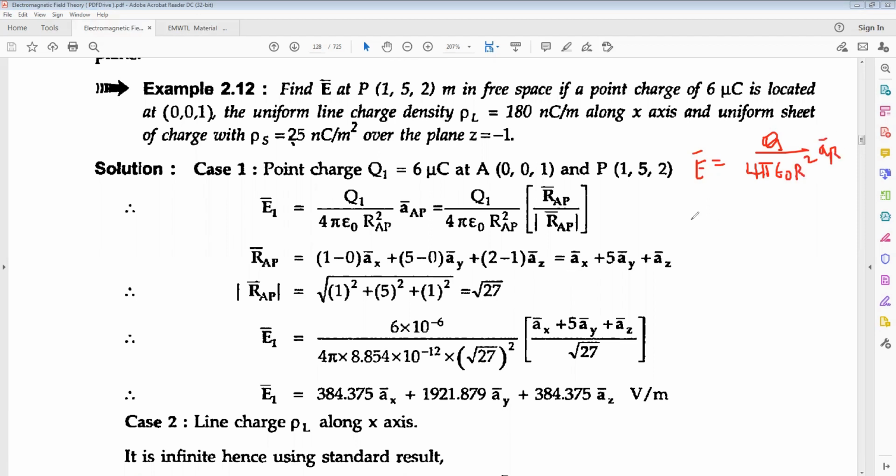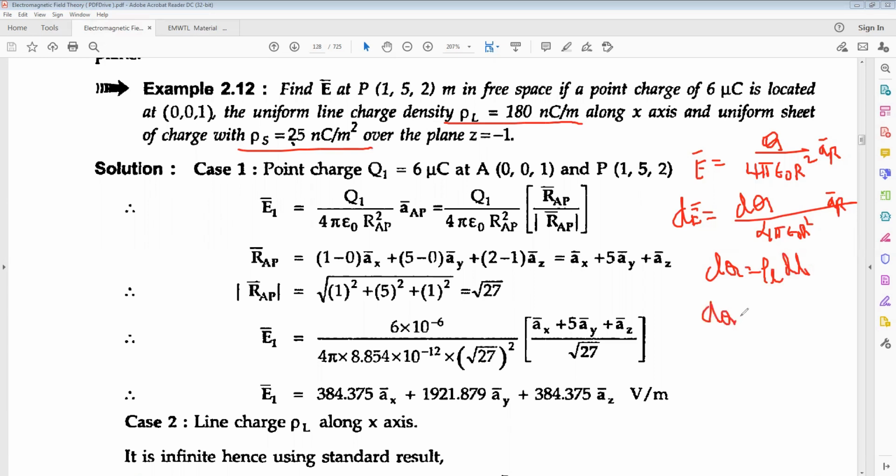Got it, my students? After finding that, the differential electric field intensity is dq by 4 pi epsilon naught R square AR bar. What is the dq now? When the uniform charge density rho L is given, dq is equal to rho L into dl. And when rho s is given, dq is equal to rho s into ds.